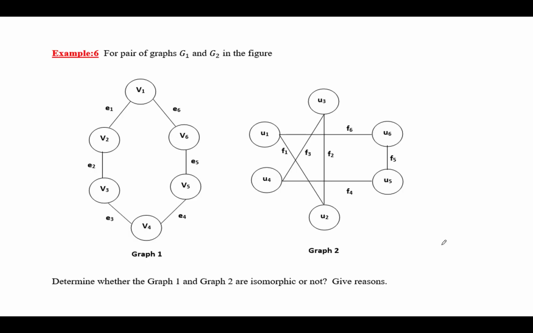All right, now let's move to this example. We got two graphs, graph 1 and graph 2, and we need to check whether they are isomorphic or not.